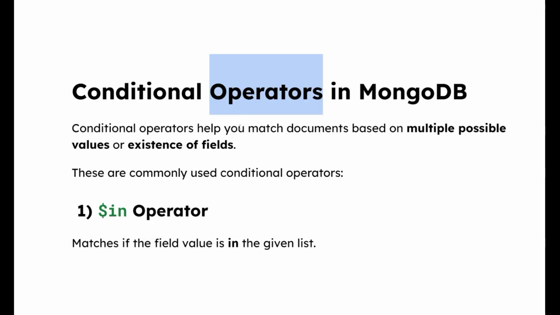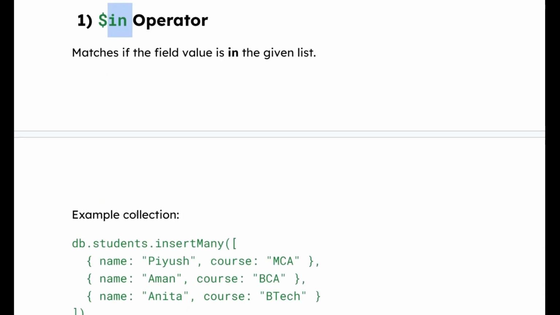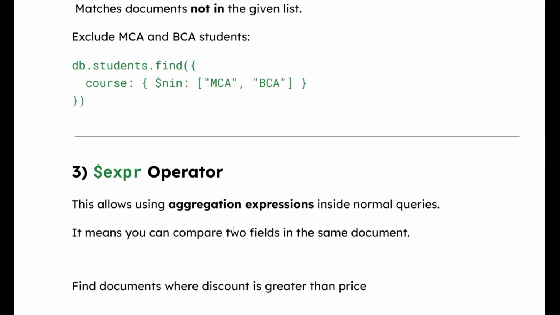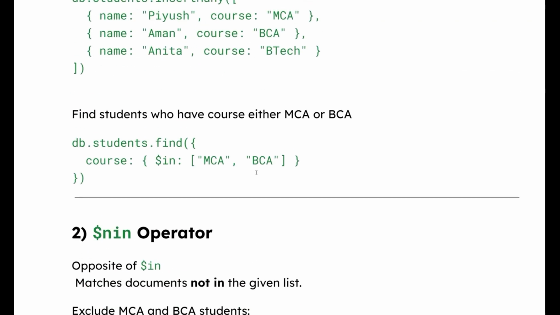Hello everyone, in this particular video we are going to learn about the conditional operators in MongoDB. Now what are these? Well, they help you to match documents based on multiple possible values or existence of the fields. Now what are the commonly used operators? Well, the $in operator, the $nin operator, which is NIN, and the expression operator, which is $expr. Now we will understand how these operators work, right?